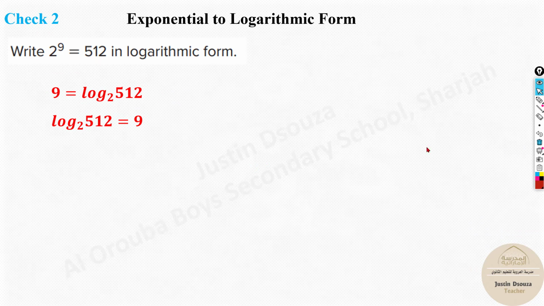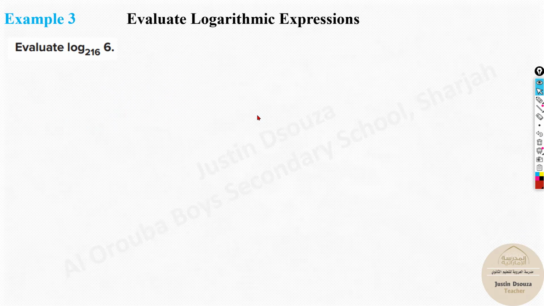So you can write it either way. 9 equals log base 2 512 or log base 2 512 equals 9. And also you can put some brackets over here, that's also fine. I mean over here only for 512. So that is also fine.